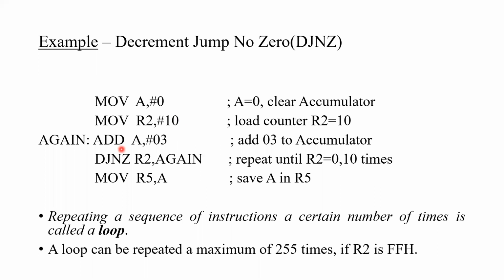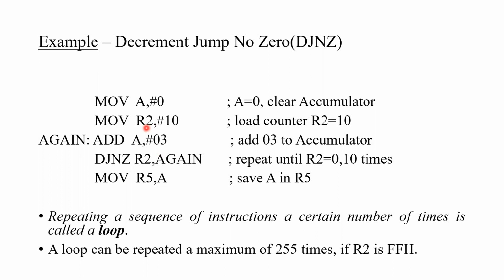Next, ADD A, #03. The accumulator content was 0 before. Now we are adding 03, so the accumulator will have a value of 03H. Now what do we do? DJNZ R2, again. What does it say? First decrement the value of R2. R2 has a value of 10, or 0AH, the hexadecimal equivalent of 10.